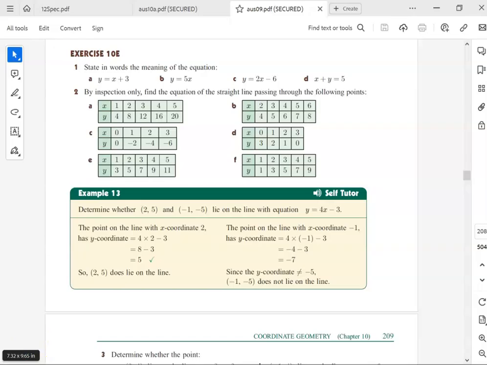So, state in words the meaning of the equation. We're not bothering. It's just whatever your x value is, we're going to add 3 to get your y value. That's all. Whatever your x value is, you're going to multiply by 5 to get your y value. Are we happy with this? Whatever your x value is, you'll multiply by 2, then subtract 6. So are we all happy?